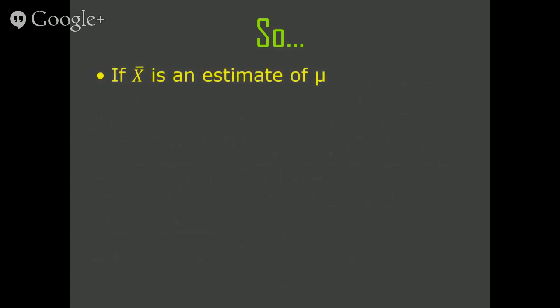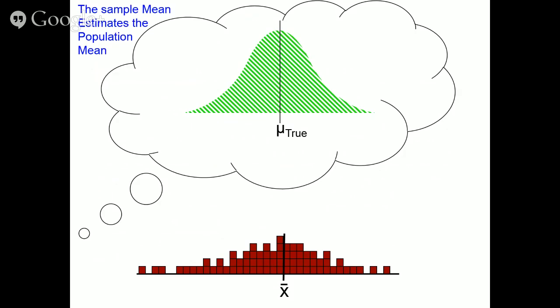So if the sample mean is an estimate of the population mean, then we have this kind of a situation in that cloud, that imaginary land. You have a sample, those blocky red dots down there, and then you have that pretty stripy thing. That's the population with all of its many, many values. And that mu true is the population's true mean.